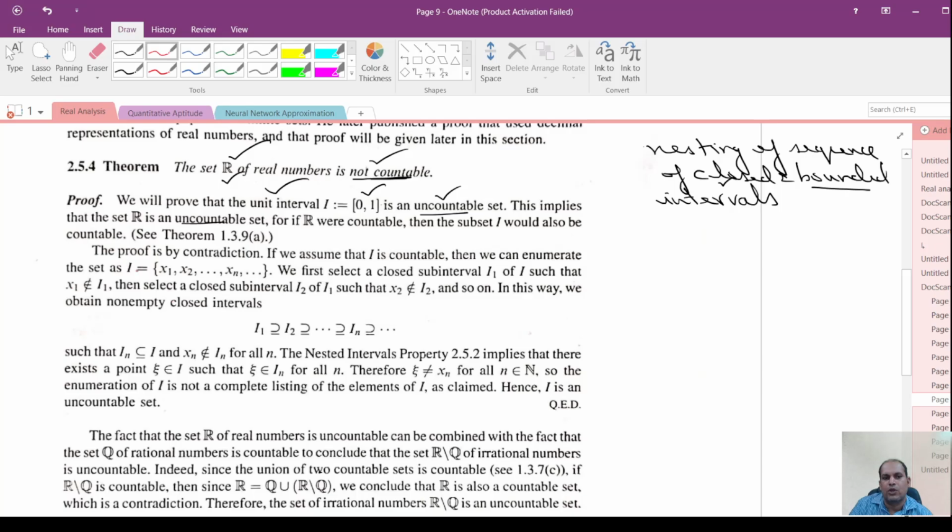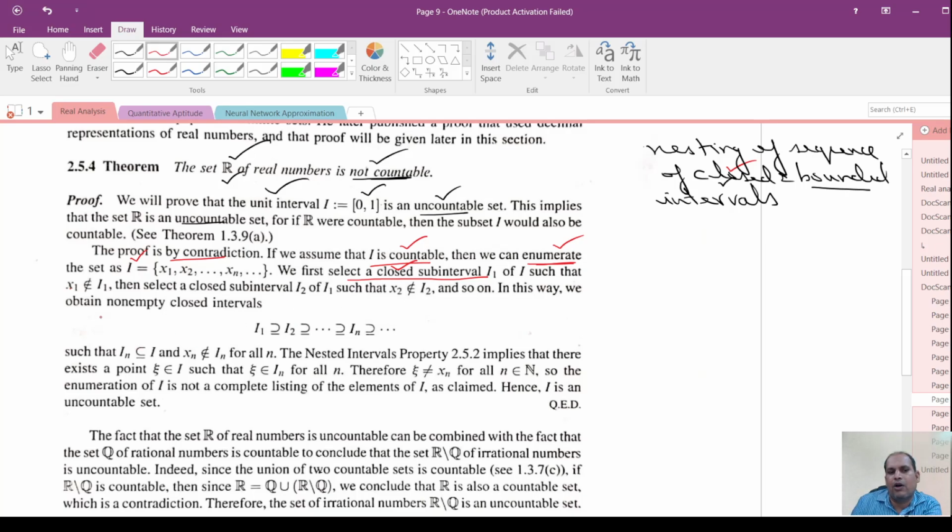Okay. So the proof is by contradiction. If we assume that I is countable, then we can enumerate it, which we can only do with a countable set. So suppose the members of the set, because we have assumed it countable, are denoted by x1, x2, xn and so on. Now let us select a closed subinterval I1 of I such that x1 is not in I1. We need closed here. Why? Because we need to apply the nested interval sequence. Closed is already bounded, because we are denoting the members of this closed interval [0, 1] by I, that is x1, x2, xn and so on.